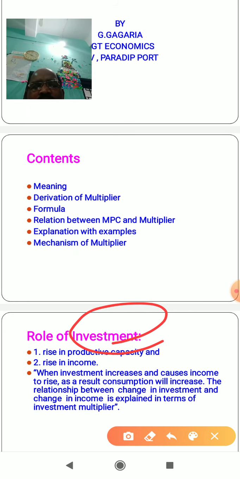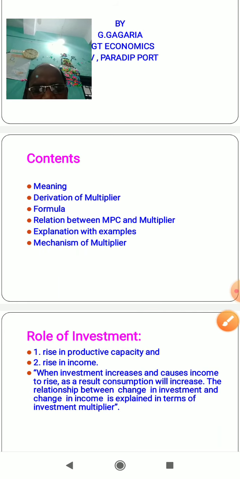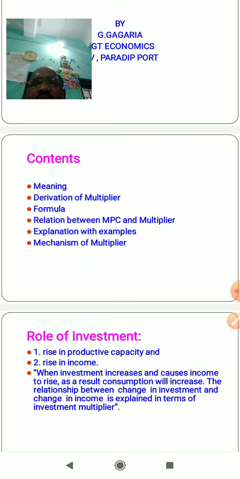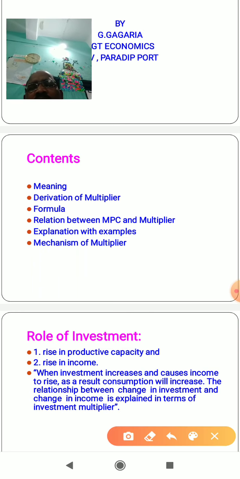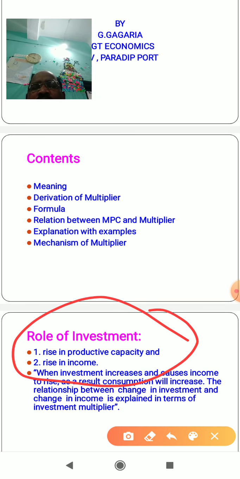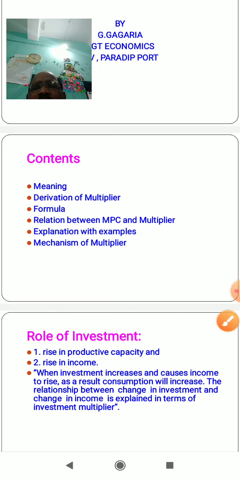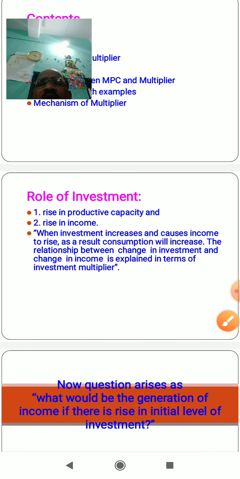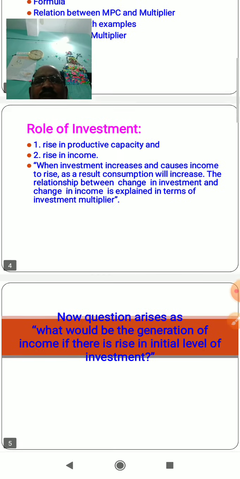What is investment? Investment refers to the expenditure incurred by producers on the purchase of capital goods during a year. What is the role of investment? The role of investment is twofold. Number one is the rise in the productive capacity, and number two is the rise in income of the economy. When investment increases, income rises. As a result, consumption also increases. The relationship between change in investment and change in income is explained in terms of the investment multiplier.